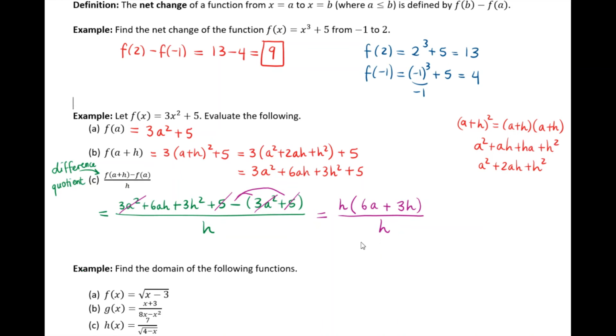You can do an algebraic operation in here. You can do, for example, factoring out, or if there's a subtraction, you do subtraction. But whenever you simplify the top, you should be able to factor out an h. And that h will cancel by the h at the bottom. So our final answer for this problem becomes 6a plus 3h.